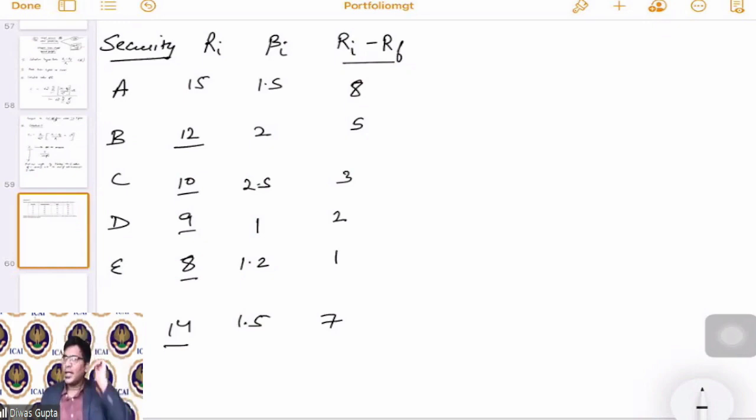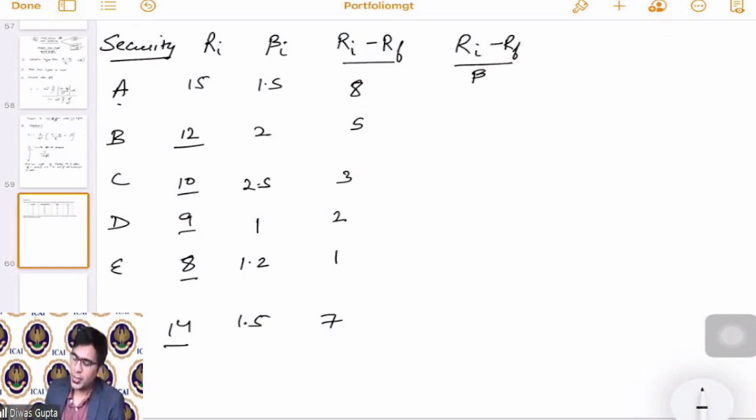See, students, till now, which is the best security, the one giving you the highest return over the risk-free rate, because the risk-free rate every security will give you. But what is the excess return? Definitely A is giving you the excess return, correct? But we have to see it in relation to beta also, because if we don't consider beta, we are ignoring the risk element. So the next step is Ri minus Rf divided by beta.